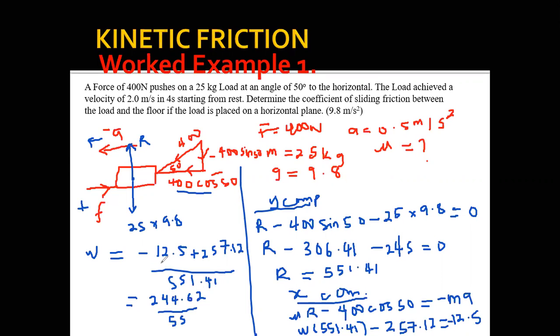Are you sure? Please check it again. No, this is negative 12.5 plus 257.12. So Joe, check your calculation again. So this is over 551.62. So when you find it, give me the final answer.